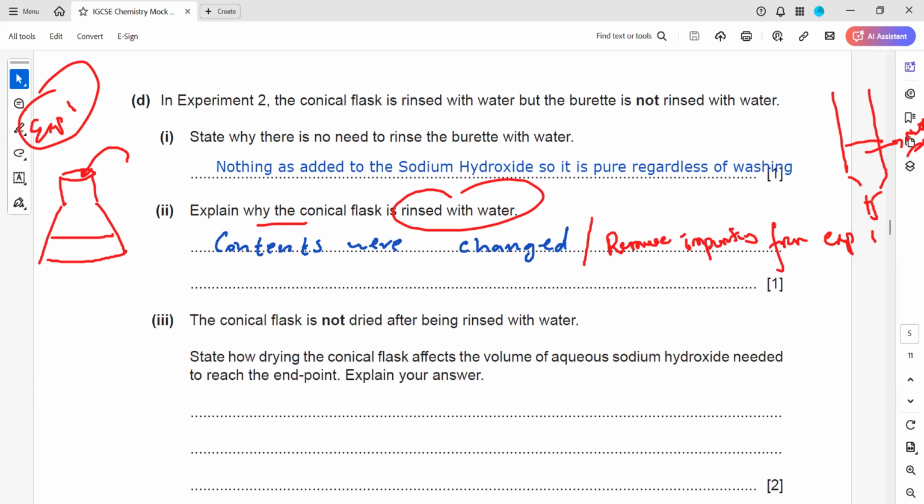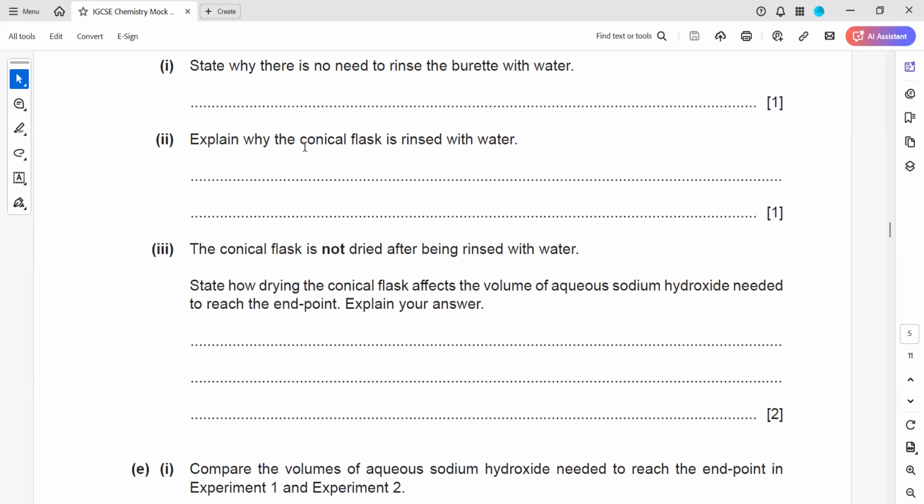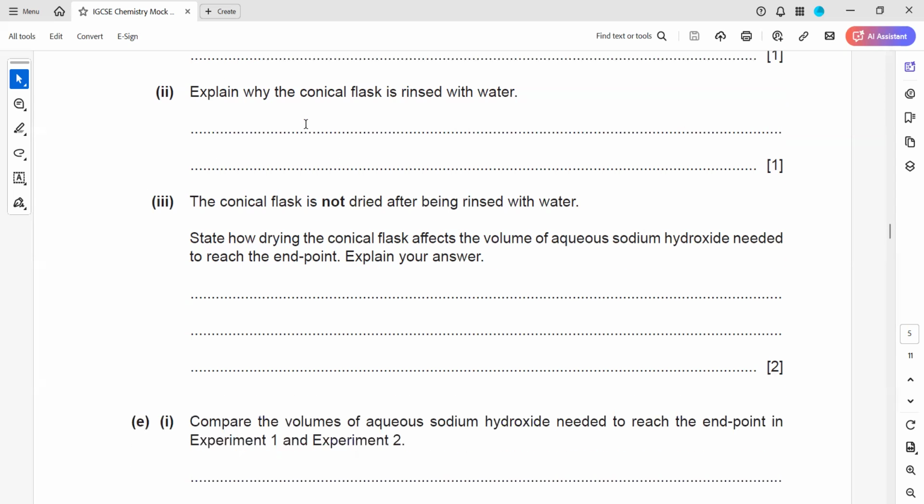So we want to remove impurities from the first experiment, or experiment one. That's why we should rinse with the water. The conical flask is not dried after rinsing with the water. State how drying a conical flask affects the water. If we dry or we don't dry, will it make a difference to the end point?